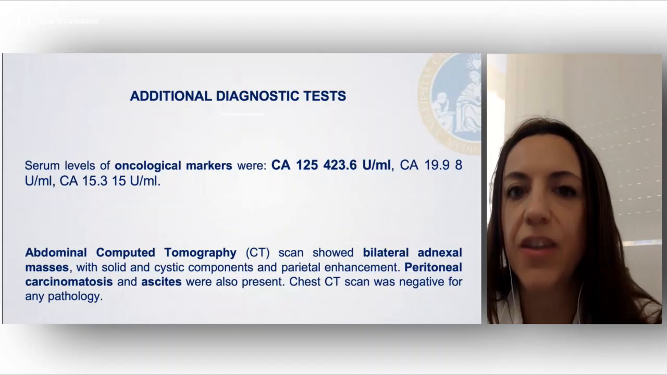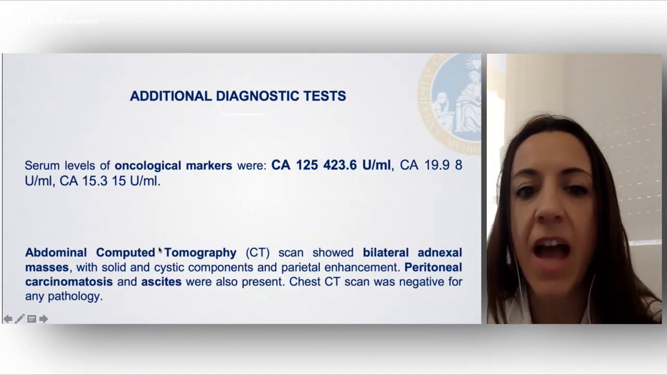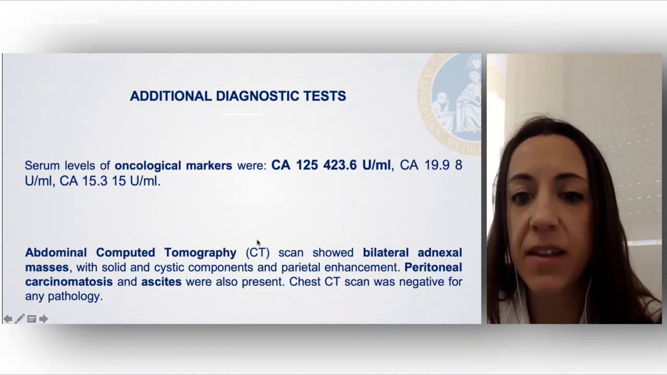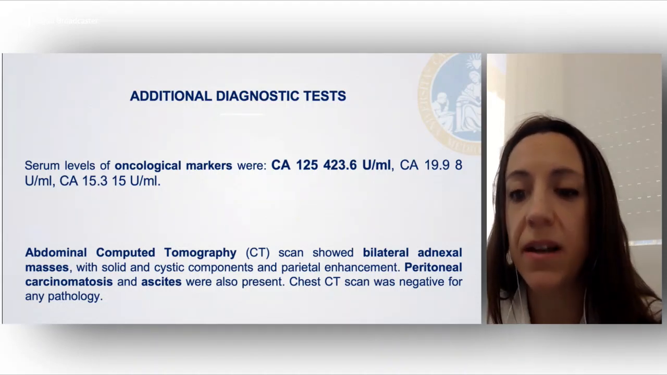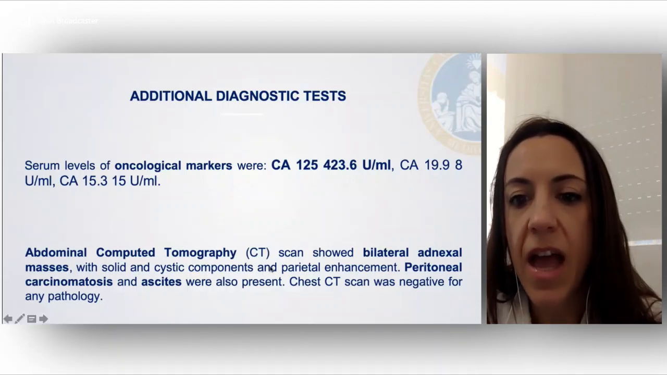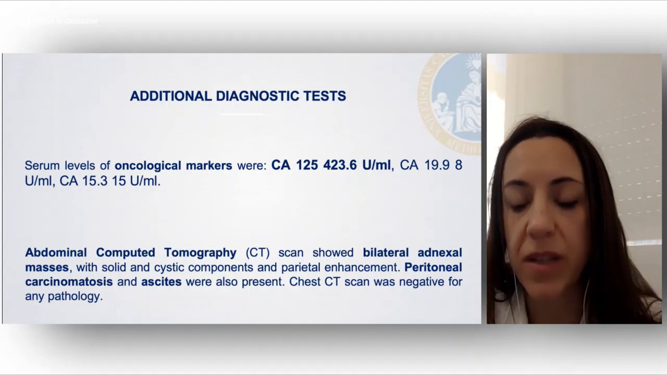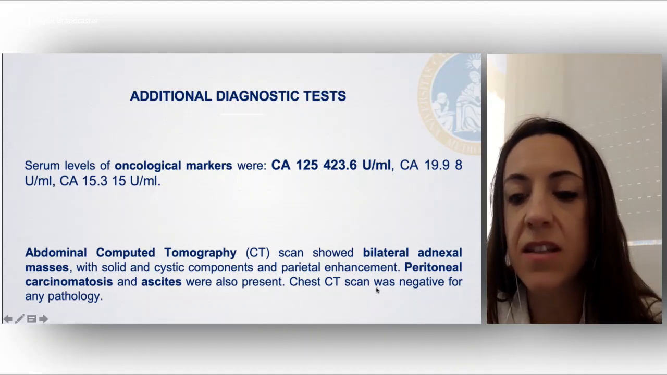Additional diagnostic tests: I agree, CA125 and the CT scan. In this lady, the CT scan showed bilateral adnexal masses with solid and cystic components. Peritoneal carcinomatosis and ascites were also present, whereas the chest CT scan was negative for any pathology.